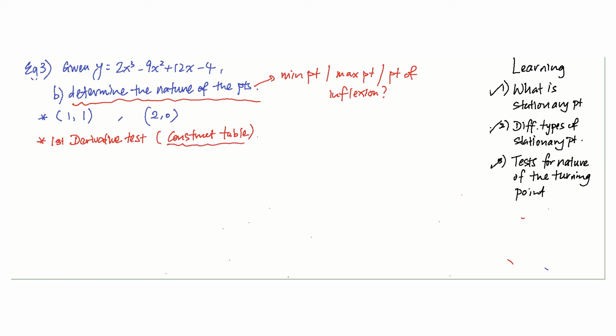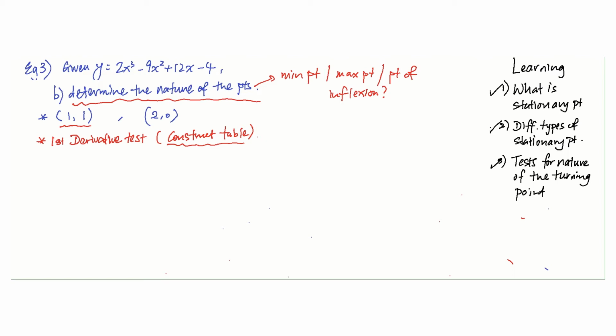Yes, for our first derivative test, we are expected to construct a table, and we are going to make use of certain trends, or rather certain shapes of the tangent line, which we'll find out in a while, to help us determine the shape of this turning point. So what exactly am I talking about here? Ladies and gentlemen, let us focus on this first set of stationary points.